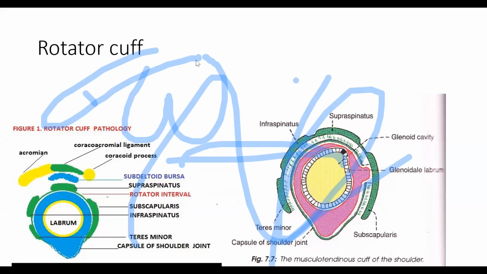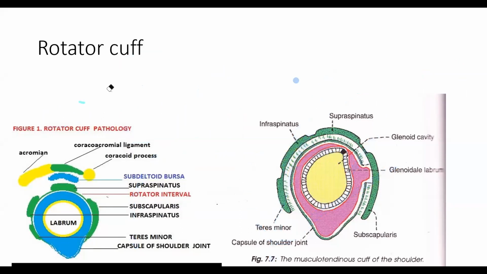Okay, so we will start with the basics of shoulder. This is the same thing which you have studied in anatomy. Basics is somewhere you have to remember something. So the first thing you remember is, this is which type of section.